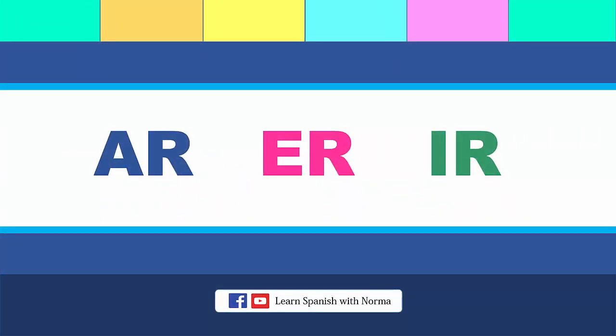The infinitive is the base form of the verb, such as to speak, to eat, to live, etc. In Spanish, all infinitive verbs are classified in three different types or conjugations. The first group encompasses verbs ending in AR. In the second group, we find verbs ending in ER. And finally, we have verbs ending in IR, which are classified as the third group.